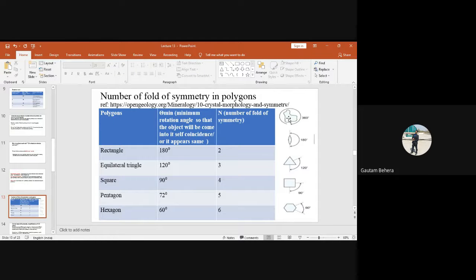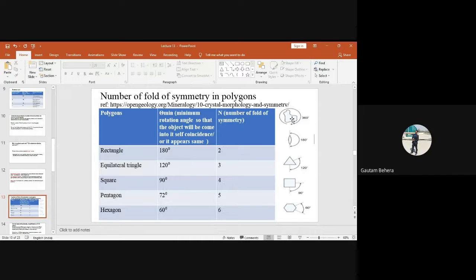This is an irregular shape? Yes, sir. So if this is an irregular object and you rotate it by 360 degrees only, then it will come into self-coincidence, or you can reproduce the same structure. But if you rotate it by 90 degrees, what will happen? Can I reproduce the same structure? Yes or no? No, sir.